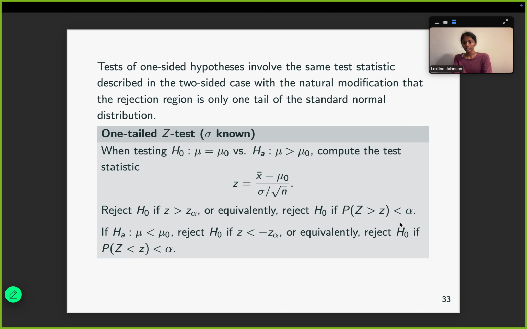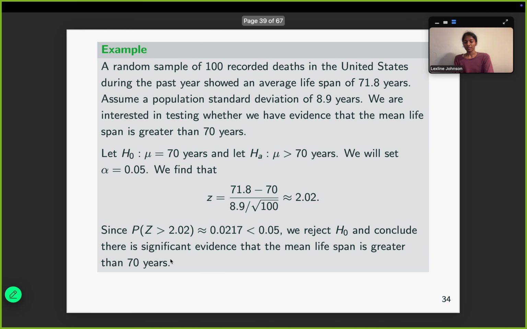Alternatively, if our alternative hypothesis is that the mean is less than our value, then we reject if z is less than negative z alpha, or if the probability of z being less than our test statistic is less than our significance value. That might have been a little confusing, so we can go through an example.